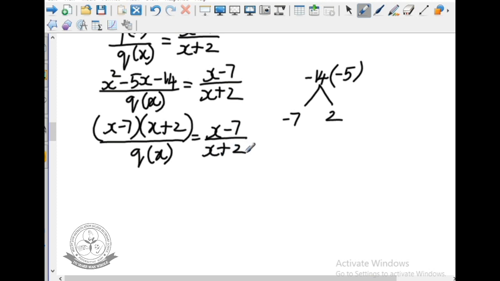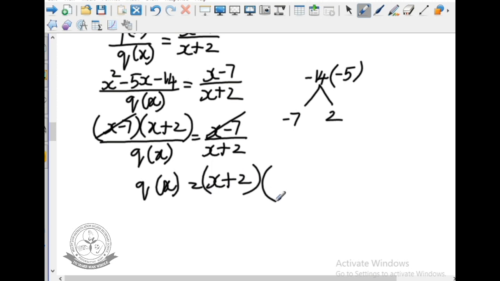We want Q of x. So, Q of x equal to, you can cancel x minus 7 and x minus 7, because in between these two terms we have the equal sign. So, Q of x is equal to, writing the reciprocal, or you can cross multiply it, Q of x equal to x plus 2 into x plus 2, equal to x plus 2 into x plus 2. This can be written as x plus 2 whole square.